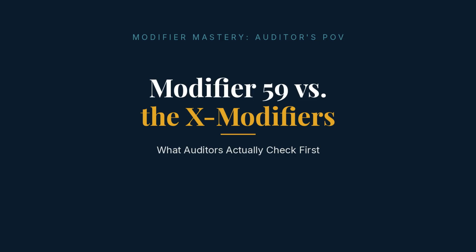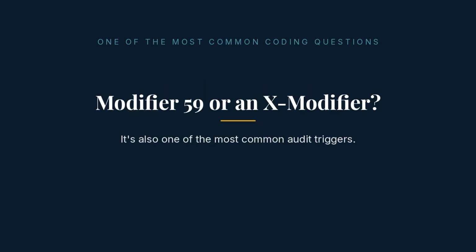If you've ever stared at a denied claim wondering whether you needed Modifier 59 or one of the X modifiers, you're not alone. This is one of the most common coding questions there is, and it's also one of the most common audit triggers. Let's fix that in the next few minutes.